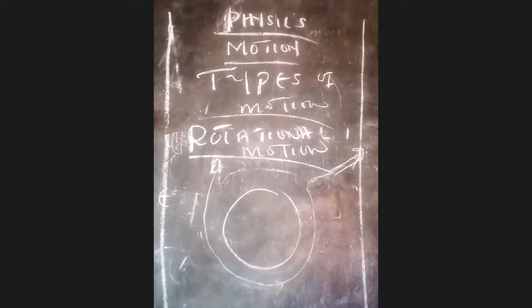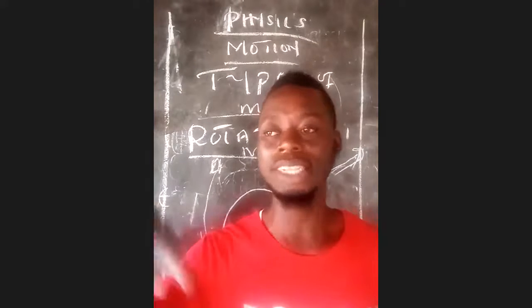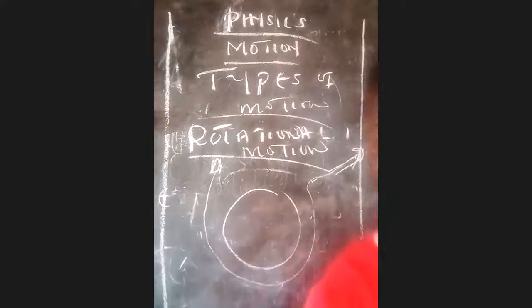Another one is the rotation of the head about its axis. Remember that the head rotates around its axis. So they are all examples of rotational motion.